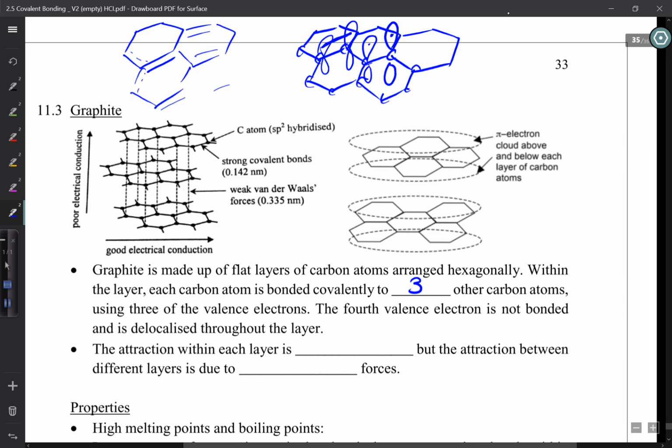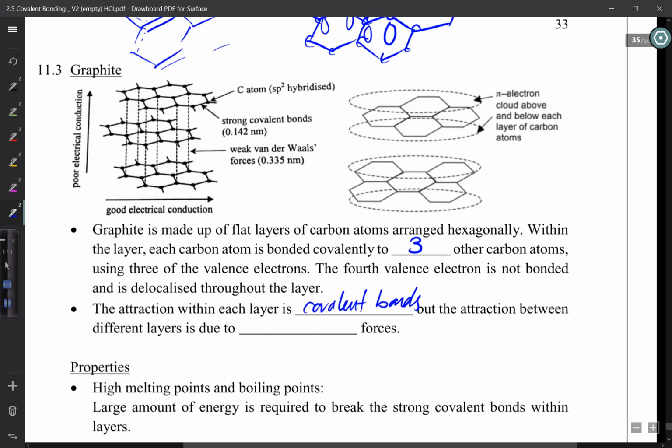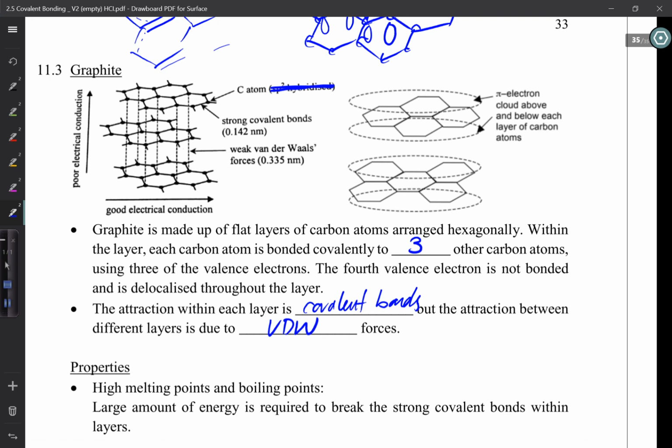So as I've mentioned, the attraction within each layer is covalent bonds. But the attraction between different layers is due to van der Waals forces. Alright? Oh, by the way, this one you don't have to know. sp2 hybridized. Only for advanced students. So this is how you draw the structure of graphite.